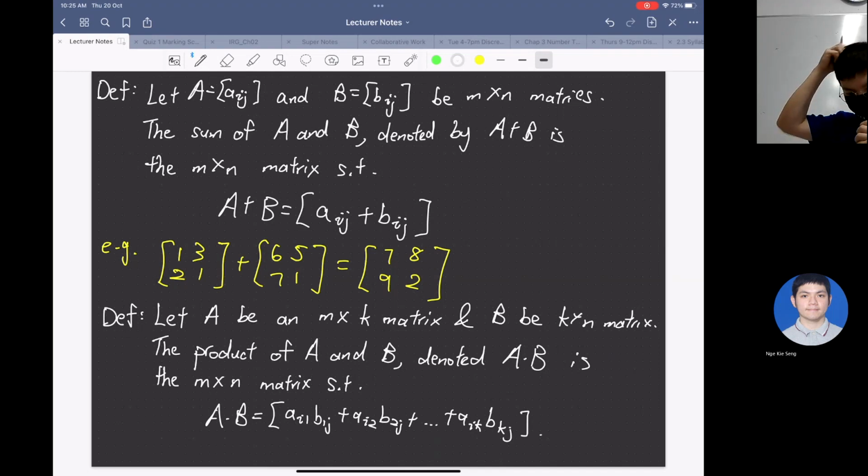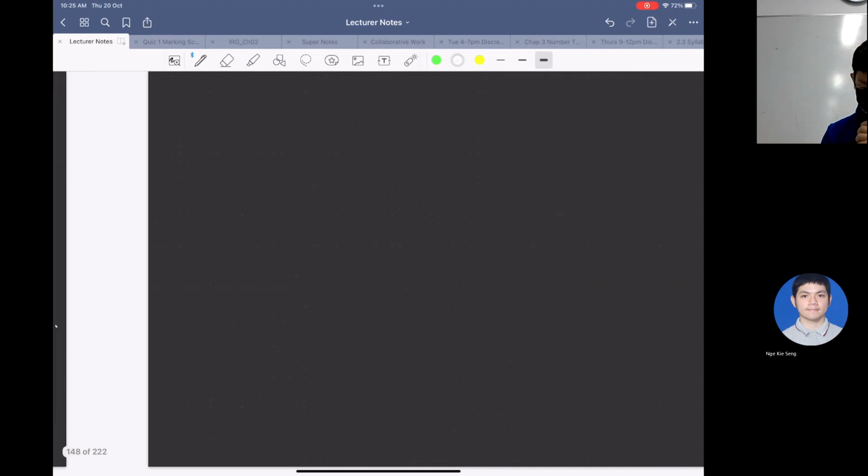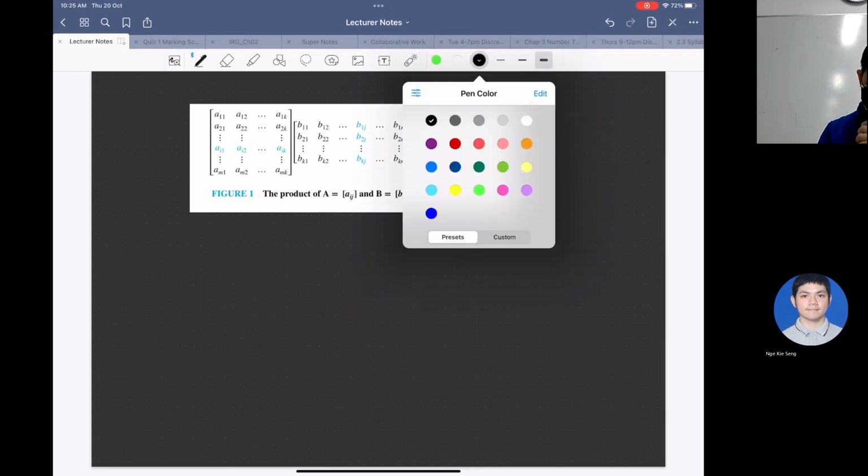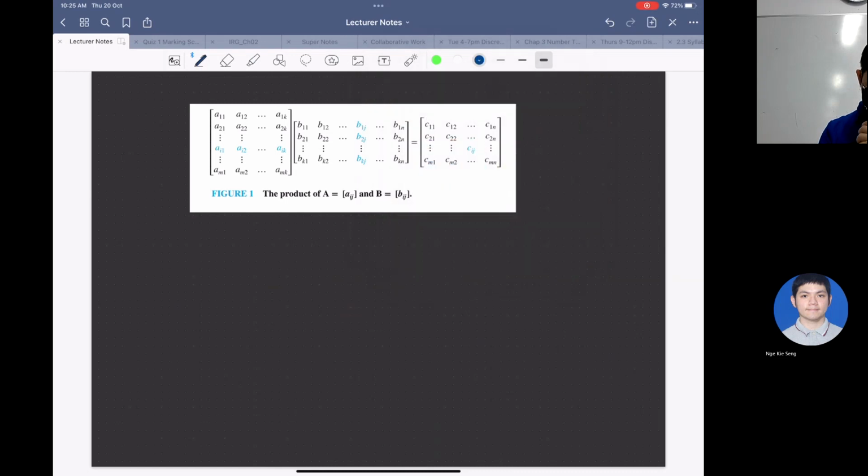So what's this notation here? It's like you have an M by K matrix, and then a K by N matrix, so you get an M by N matrix. Okay, first of all. Second of all, how do you get the first entry in your product?